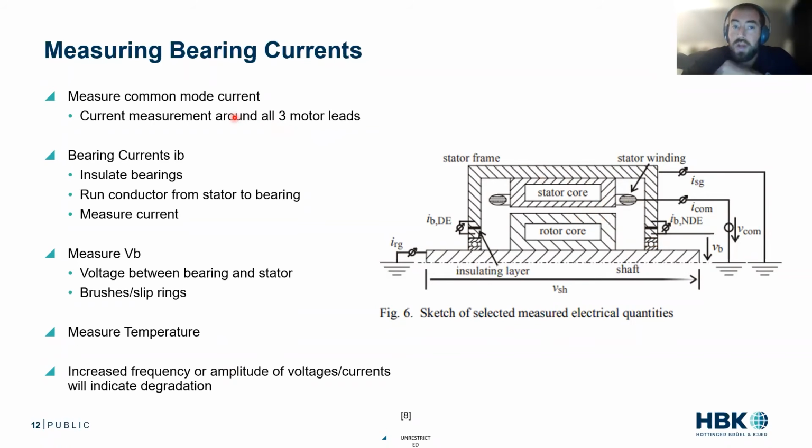One way to measure bearing currents is to just throw a current clamp or a current sensor around all 3 motor leads and look for the common mode currents. If you start seeing unbalanced currents, there's a chance that the source is bearing faults or bearing currents. It's not exact, but it is a good way to monitor for that, especially if you have a well-characterized system. So you just throw a sensor around your 3 leads and you're good to go.